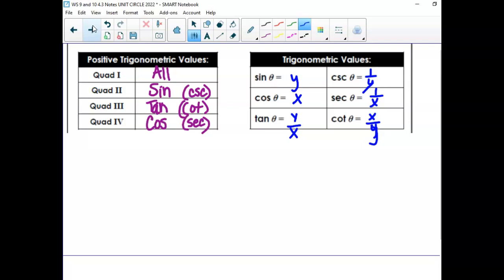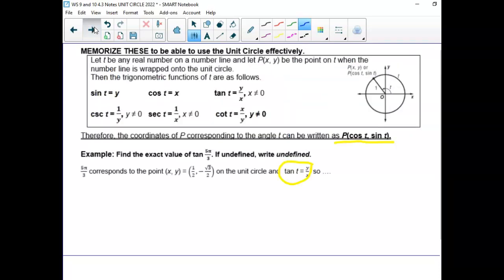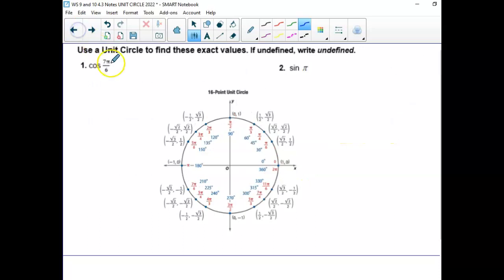Anybody need more time? All right. Do you have this question? Somewhere? What page is this on? 10B? Okay. All this means is you go to 7 pi over 6. Can you find that on the unit circle? 7 pi over 6 is right here. And you write down the cosine. Which one is the cosine? The x. The x value. You're done.